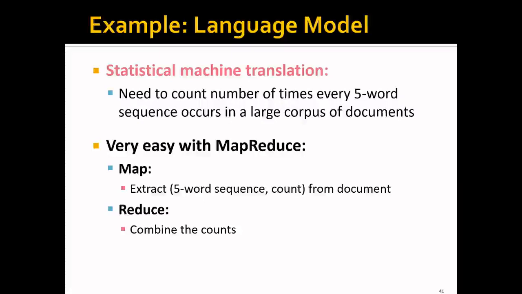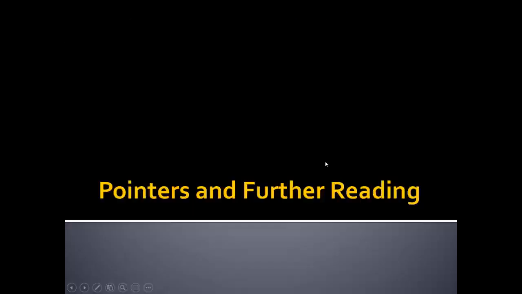Sometimes you will do something on statistical machine translation, and you might need to count the number of times every 5-word sequence occurs in a large corpus of documents. And how do we do this? This is still very easy for MapReduce, because in the map function, you only need to extract some key value pairs like this. So the key would be the 5-word sequence, and the count would usually just be 1, because you are reading the document sequentially, right? And for the reduce function, you just combine counts. So this is very straightforward.